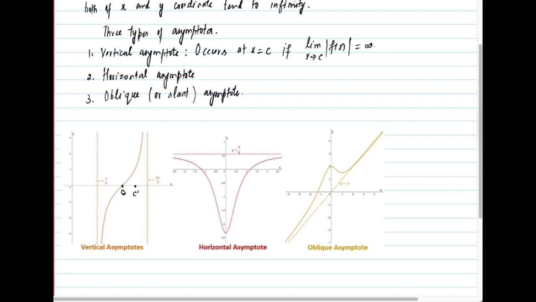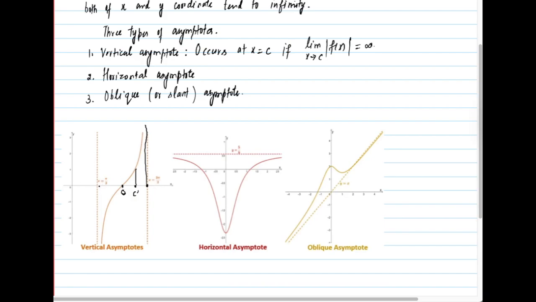If x approaches c, then f of x has this distance. Now if x gets closer and closer to 3 pi by 2, then f of x moves to infinity. So this is the value of f of x when x gets closer and closer to 3 pi by 2.